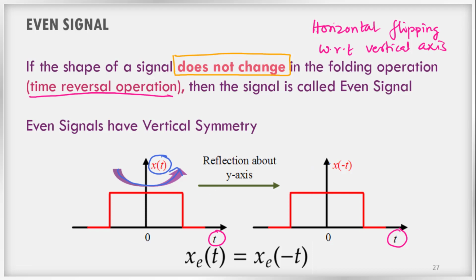Since we are flipping the signal, we will denote it as x of minus t, because we are reversing the time axis. If the actual signal and the time reversed signal are equal, then we can say that it is an even signal. So the mathematical condition is: a signal is an even signal if x_e of t is equal to x_e of minus t. So this e represents that this is an even signal. So if x of t and the time reversed signal x_e of minus t are equal, then we say that they are even signals.